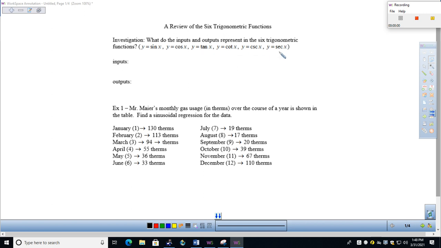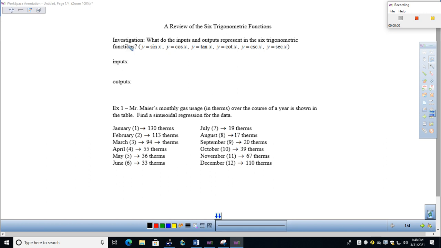And so just reviewing some ideas, making sure we're getting more and more comfortable with each of the concepts that we've referred to, some of the applications, and some of the graphs as well. So why don't we go ahead and start right away here. I have just an investigation at the top, and it seems like such a simple question, right? Like, what do the inputs and outputs represent in the 6 trigonometric functions? But I think we would be hard-pressed to come up with a very clear response to this question.